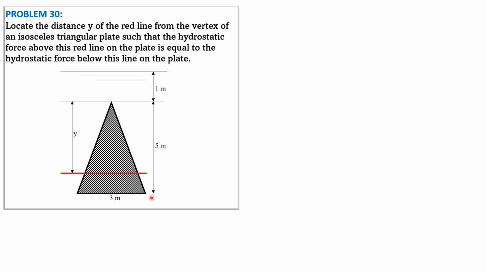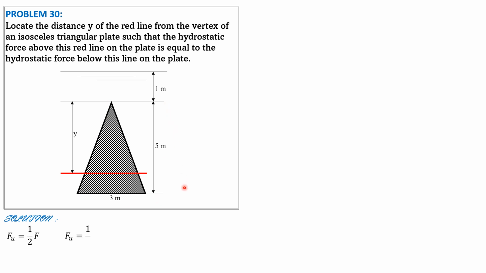is, if we denote that as F, then the hydrostatic force above the red line is 1/2 of that total hydrostatic force. So that's the idea and the analysis. So Fu is 1/2 of F. F is the total hydrostatic force on this whole triangular plate, and it is equal to specific weight times h-bar times area, where h-bar is 1 plus, of course, 2/3 of 5, and the area is 1/2 of 3 times 5.